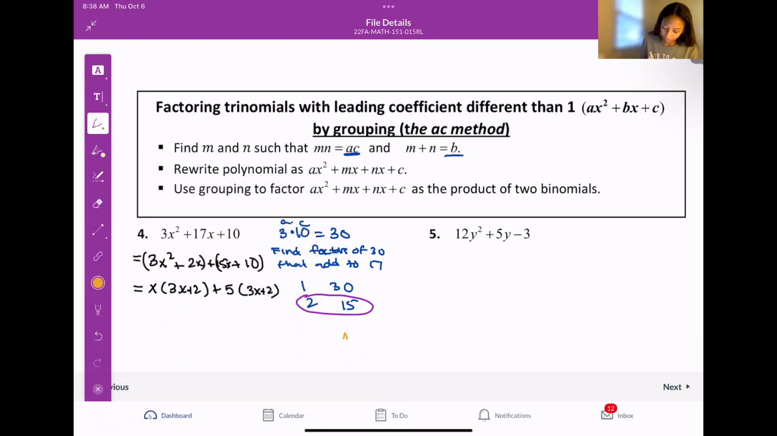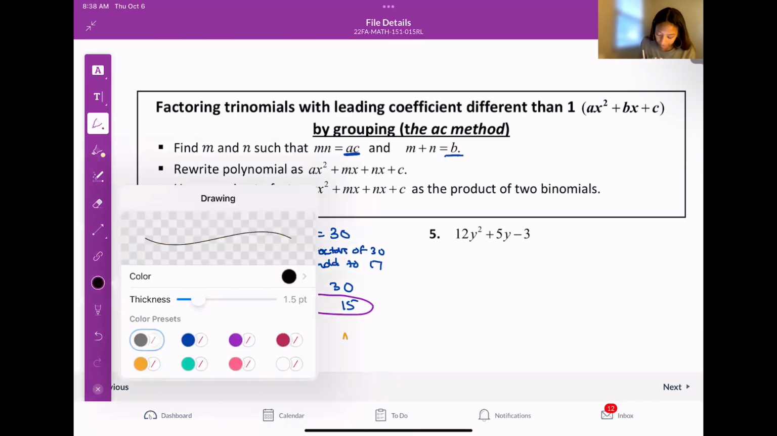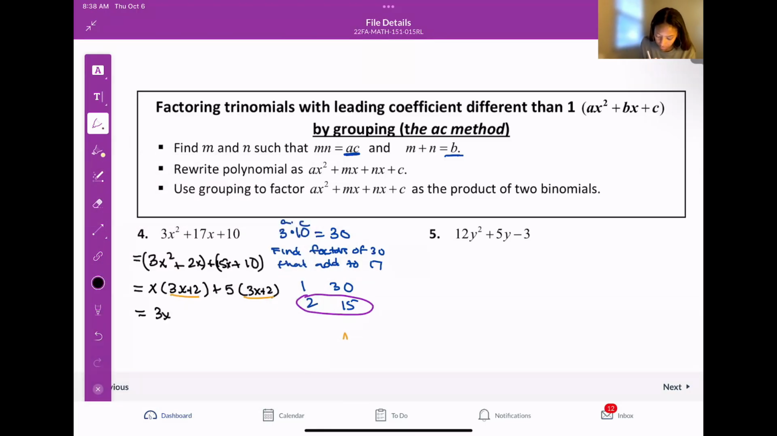So then when we're factoring by grouping, both of these terms have a 3x plus 2 in them. So now we can factor out the 3x plus 2. And we're left with 3x plus 2 times x plus 5.